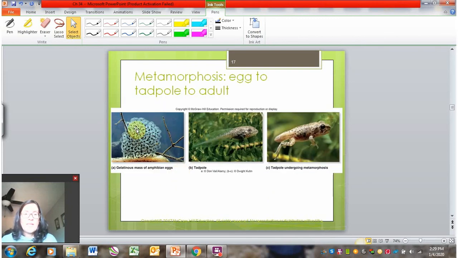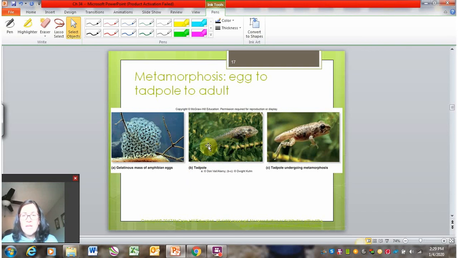And so here we see the eggs of an amphibian. So notice this is in a pond. There's a mass of eggs. The sperm have to get to these eggs, so they're released into the water generally, and they land on the eggs. And then these eggs will develop into tadpoles.